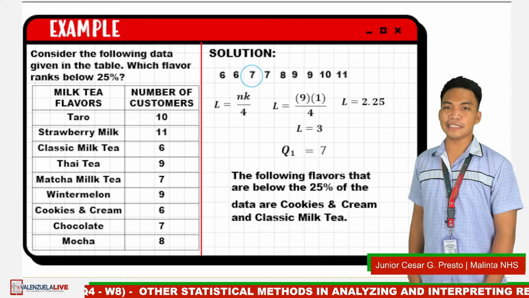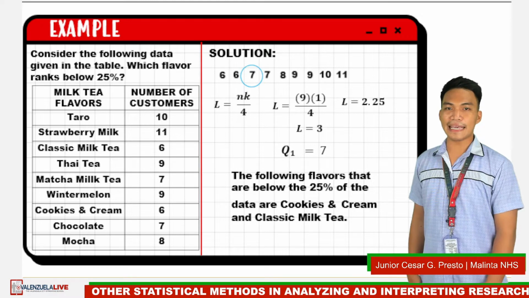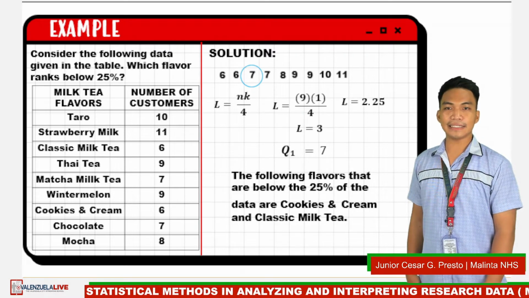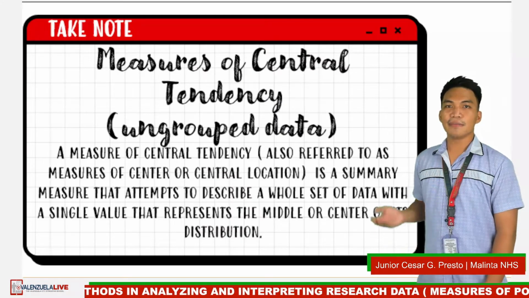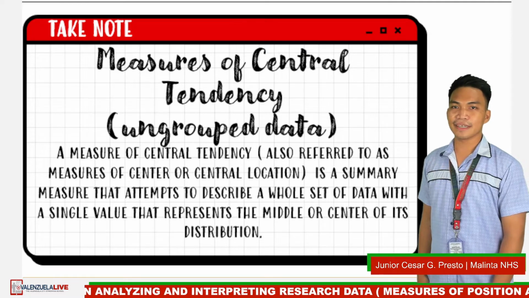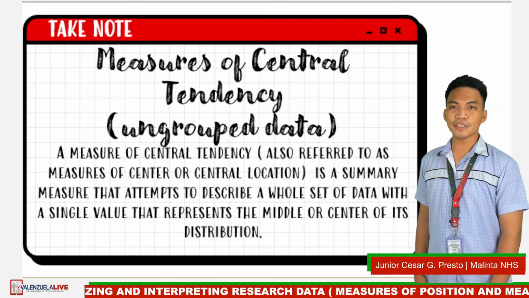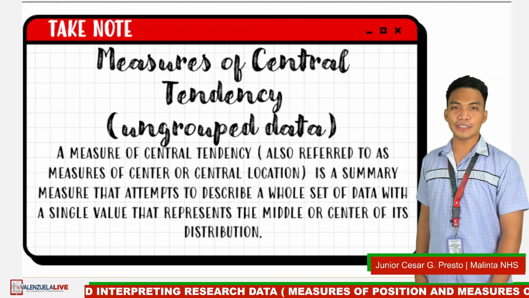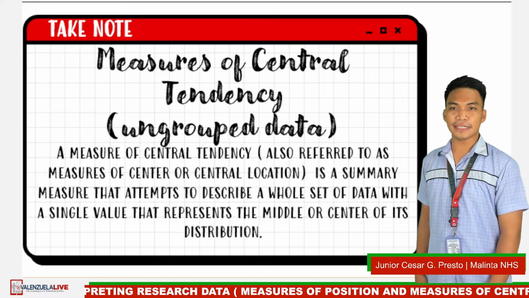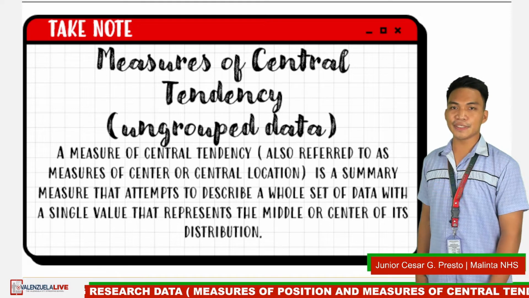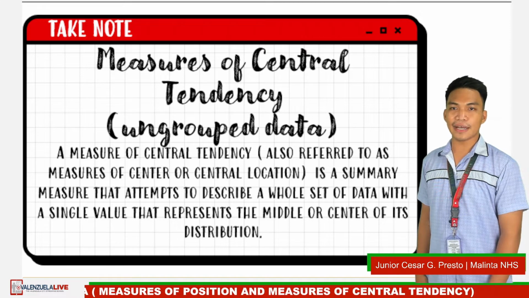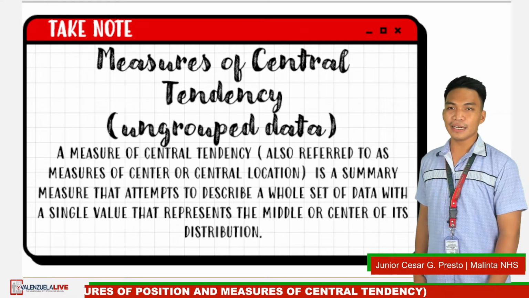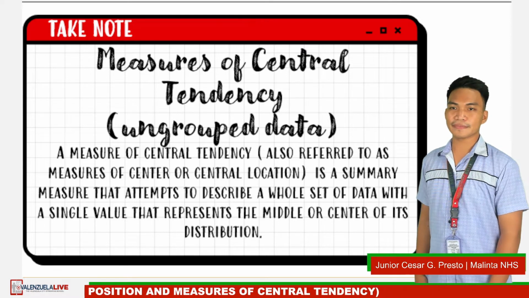Aside from measures of position, research data can also be analyzed and interpreted by describing the center of its distribution. The measures of central tendency for ungrouped data. A measure of central tendency, also referred to as measures of center or central location, is a summary measure that attempts to describe a whole set of data with a single value that represents the middle or center of its distribution. One of these is the mean.